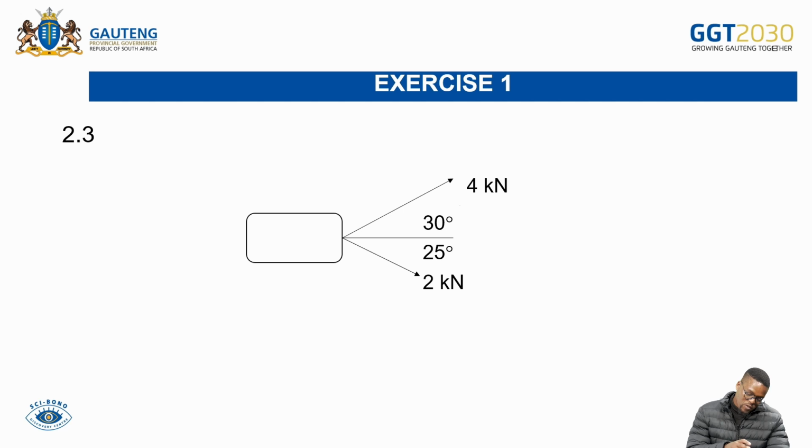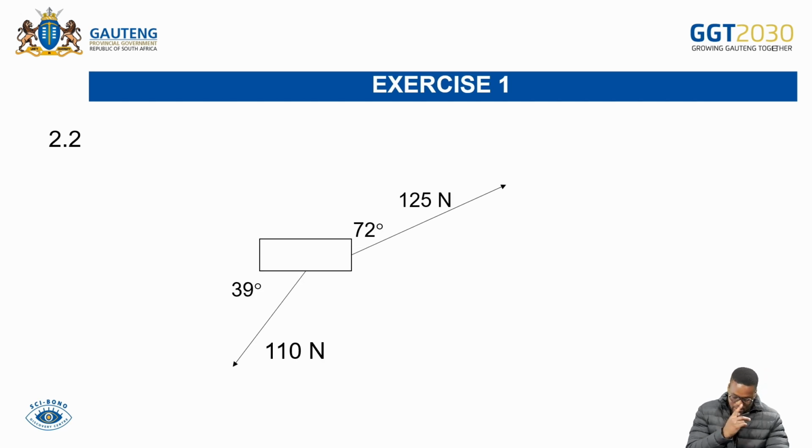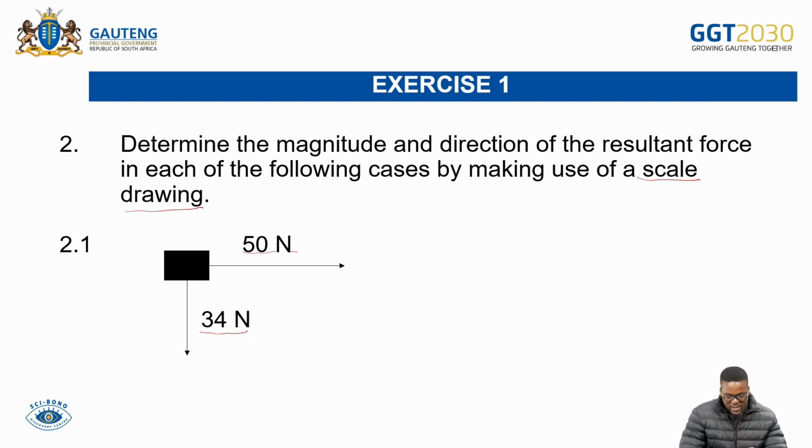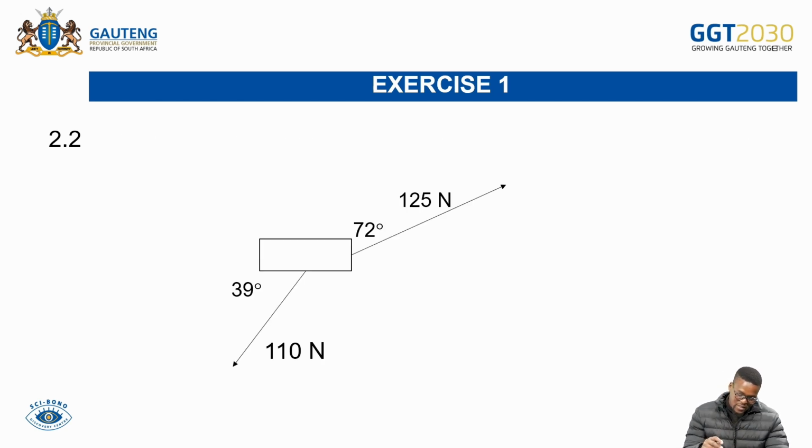Okay, so now let's move on to 2.2. So again, what are we doing here? We're just finding the magnitude and the direction of the resultant force in each of the following cases by making use of a scale drawing. So in 2.2, what happens? So you've got 72, the angle here, which is 72, and then this one here is 39 degrees, right? Okay, so we've got 125 newtons as well as 110 newtons.